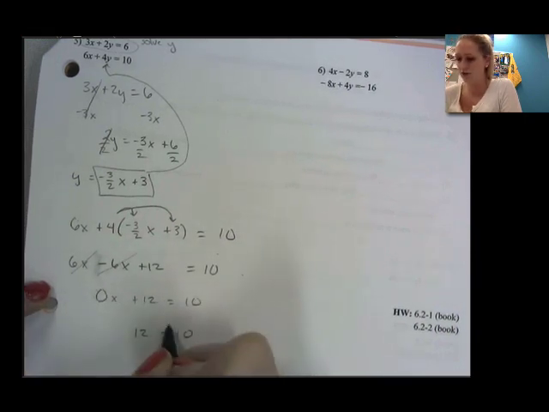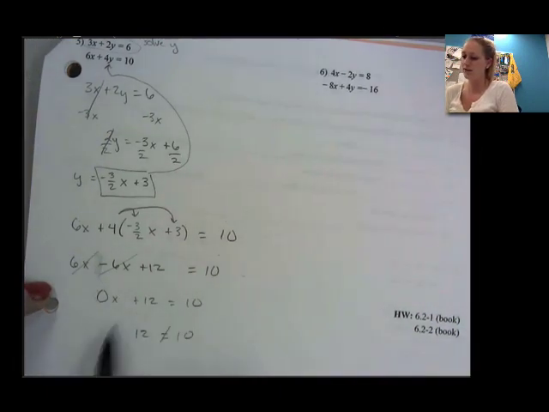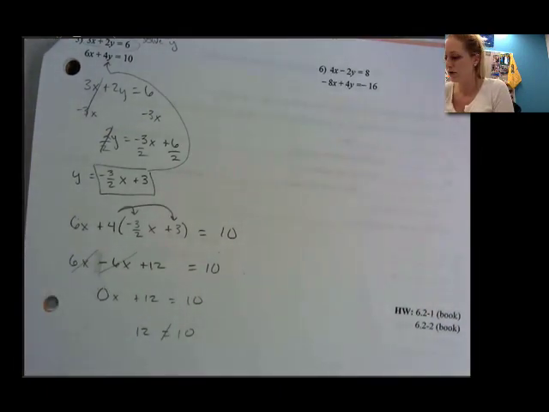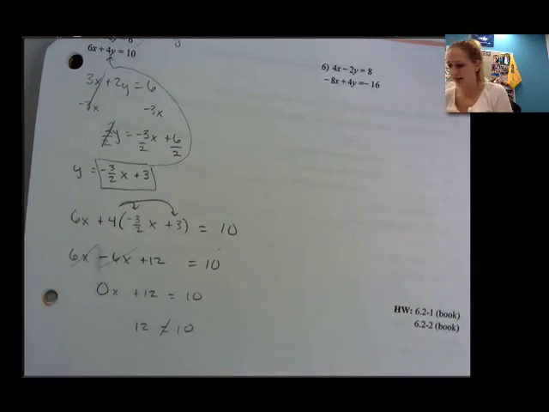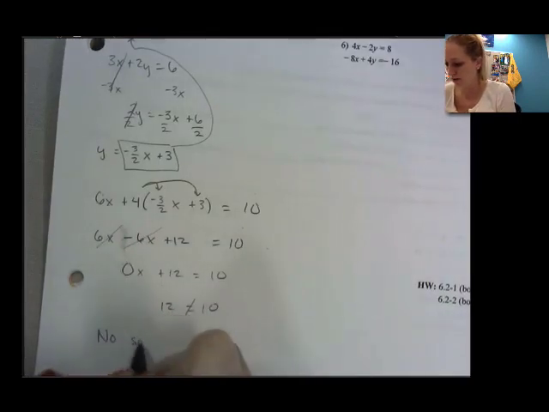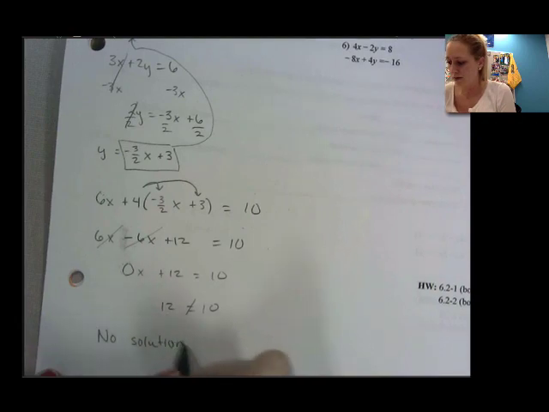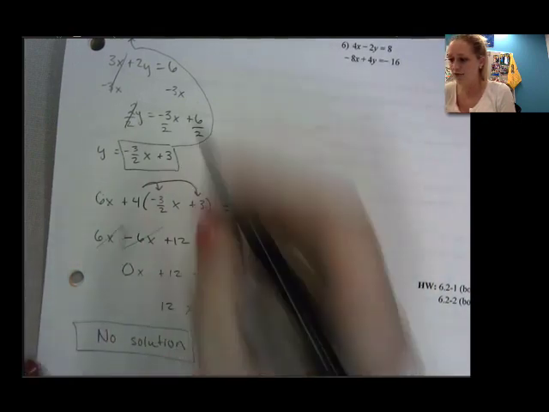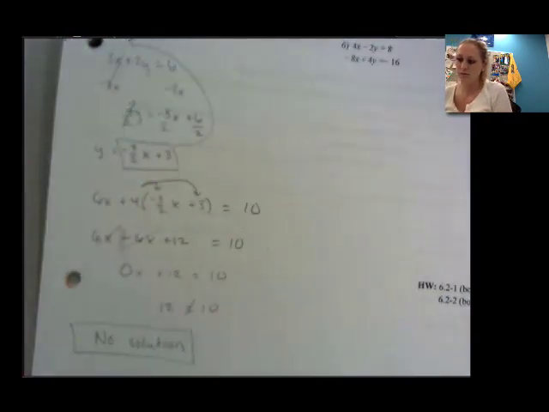Well, we know that's not true. If you remember when we got equations like this before, where we get something weird, where all my x's or all my y's, whichever it is, disappear, and I come up with a false statement, this is a no solution problem. And remember, that just means that these two lines don't intersect.